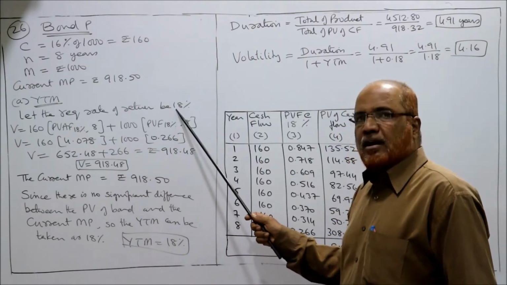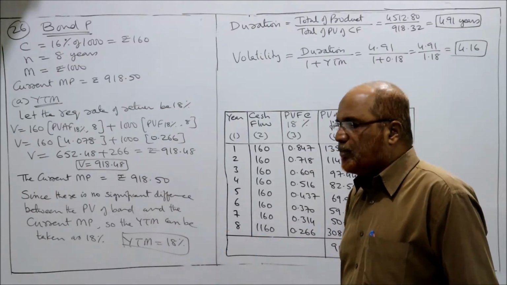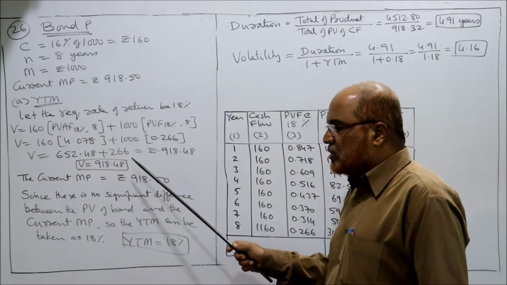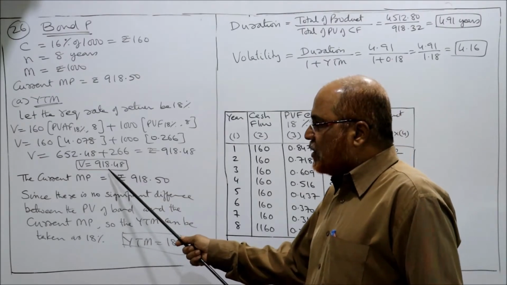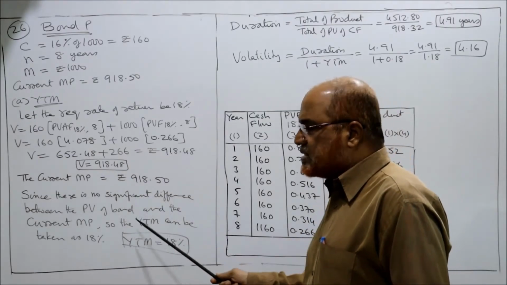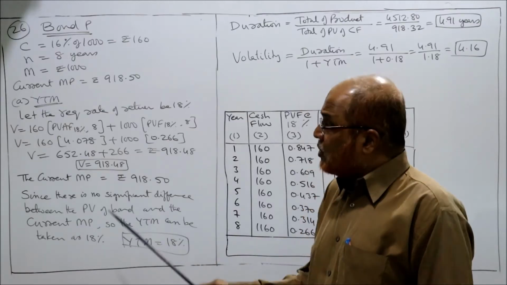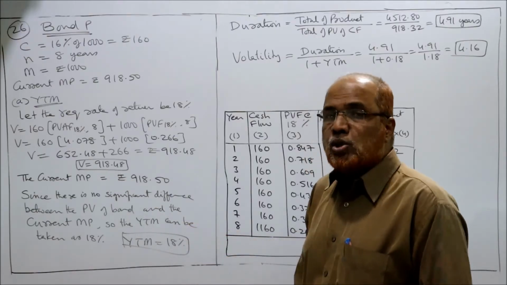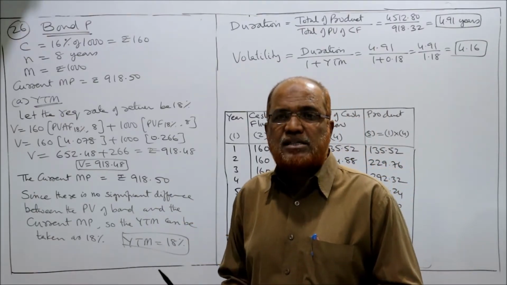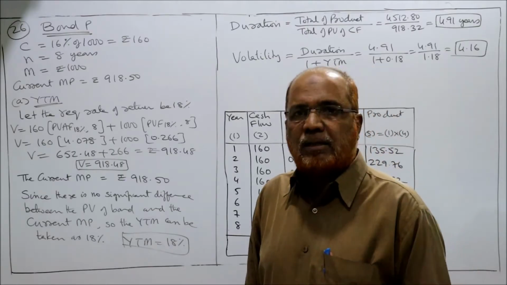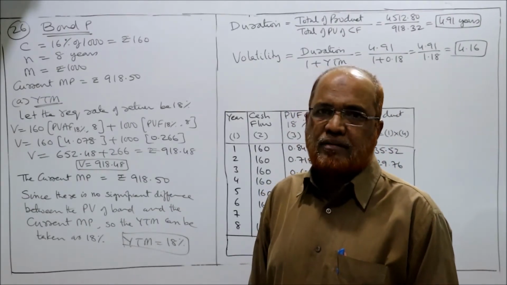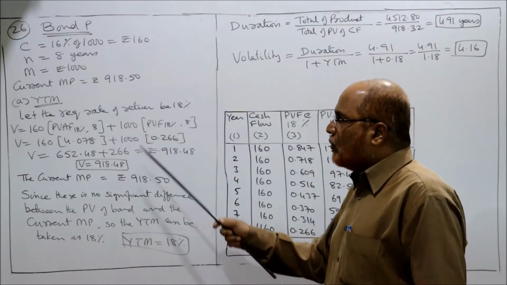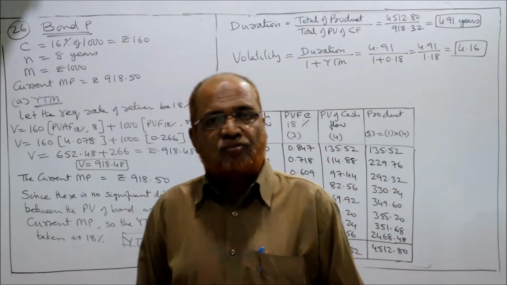At 18% required rate of return, the value of the bond is 918.48. What is the current market price of the bond? 918.50. Now compare these two values, present value and market price, exactly the same, only a small difference of 0.02, either 918.5 or 918.48. So there is an insignificant difference between the present value of the bond and the market price. Negligible difference. So we can take the YTM as 18%. So we took YTM as 18% without the interpolation formula.